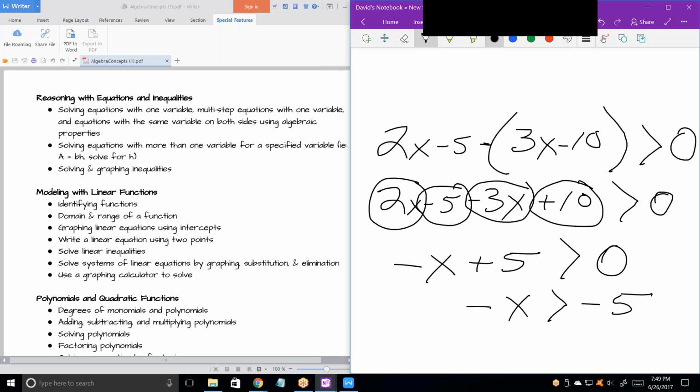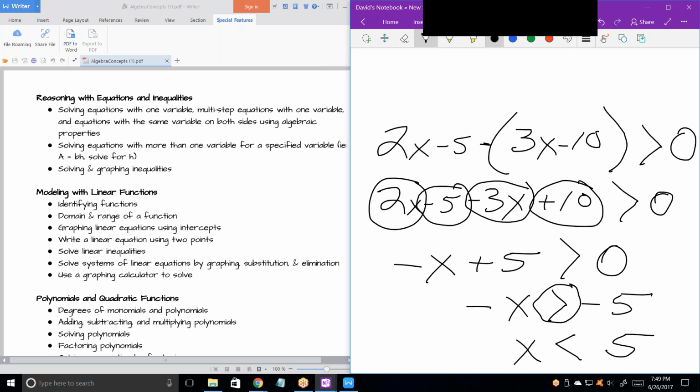Divide both sides by what? By -1. What's that leave on the left side? X. What's it leave on the right side? 5. And what does this sign need to be? Greater than or less than? Less. Exactly. I've got to switch it around.